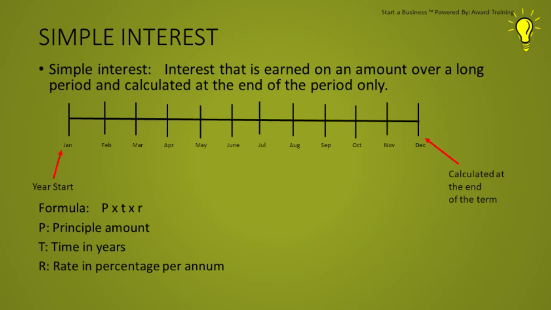So how do we do this? Our formula for simple interest is P times T times R. P being the principal amount invested initially, T being the time in years, and R being the rate of interest per annum. So let's look at a simple interest example.